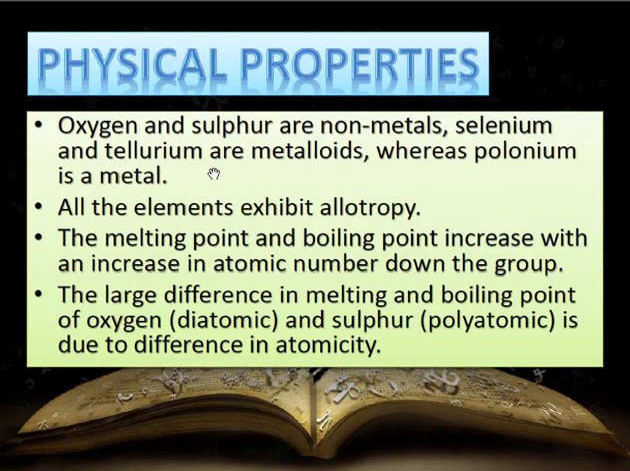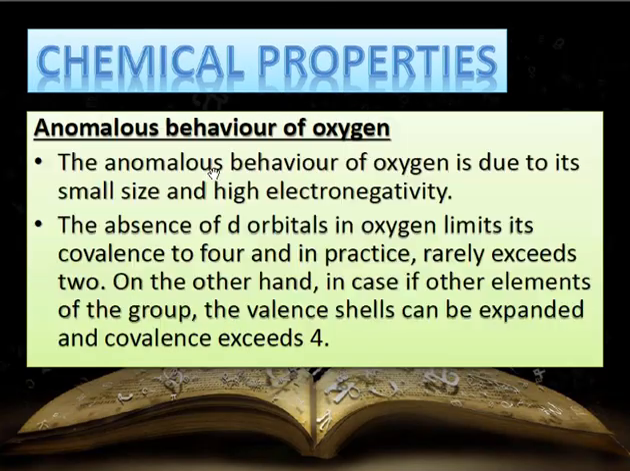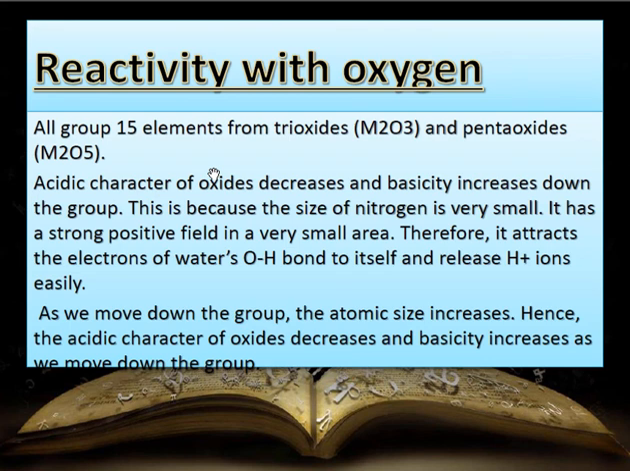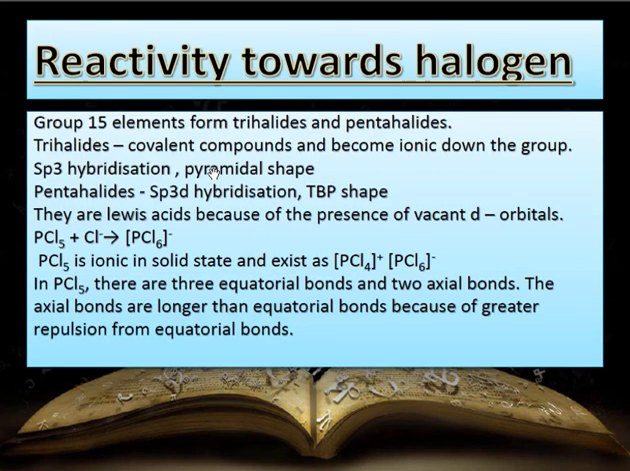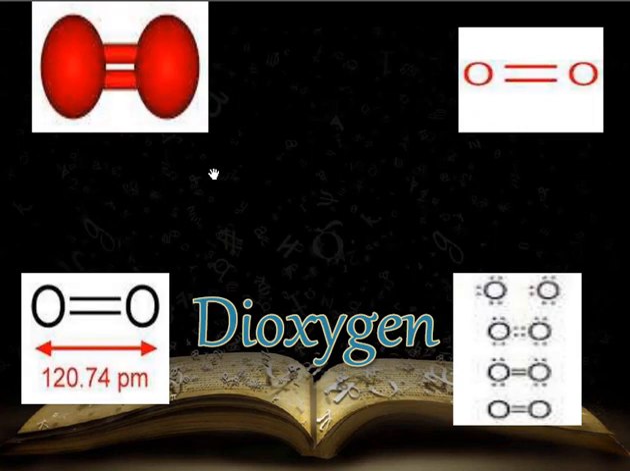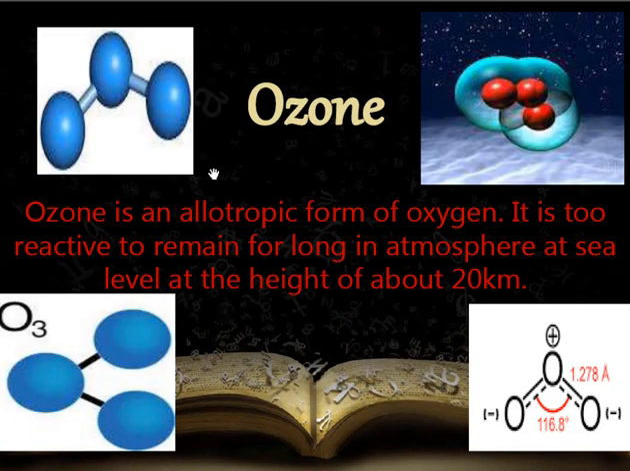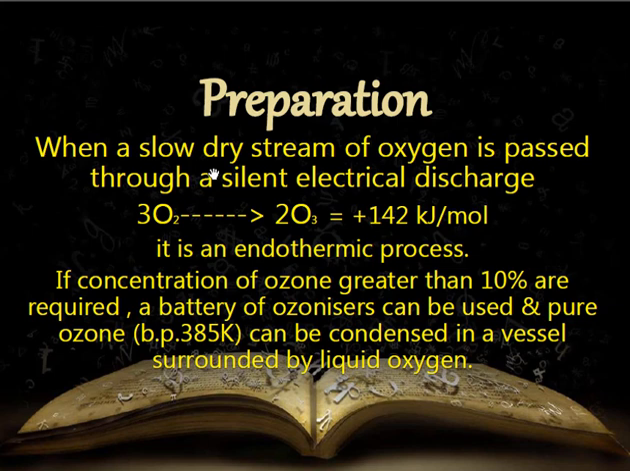Now in the next class we will discuss physical properties, chemical properties, reactivity with hydrogen, reactivity with oxygen, reactivity towards halogens, about dioxygen, its preparation, properties and uses, and about ozone and its preparation.